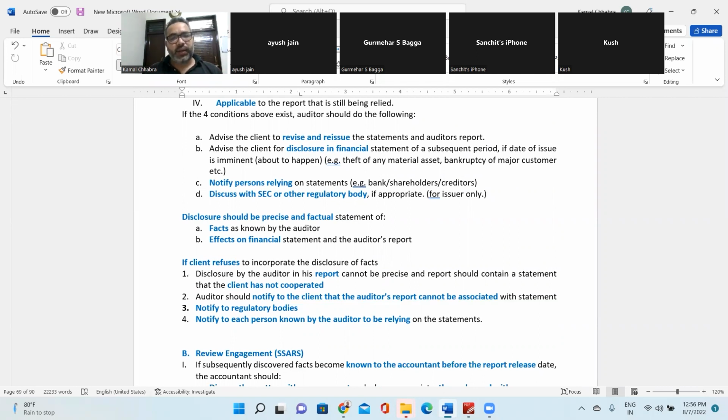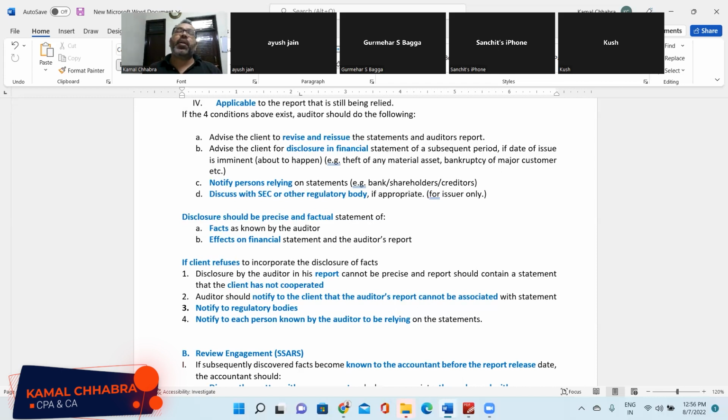Second is to advise the client for disclosure in the financial statement. That means in the revised financial statement, you advise the client to make appropriate disclosure of the subsequent period. If the date of issue is imminent, meaning about to happen, for example you got to know on the 25th of February and the report date is the 28th of February, you request the client to disclose the respective fact as early as possible in those financial statements.